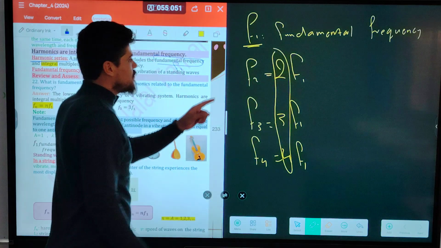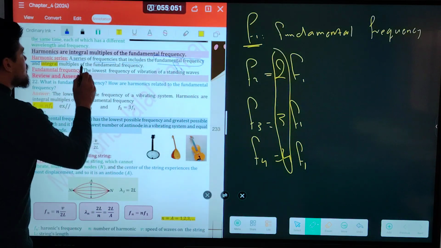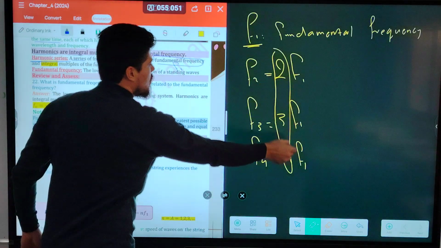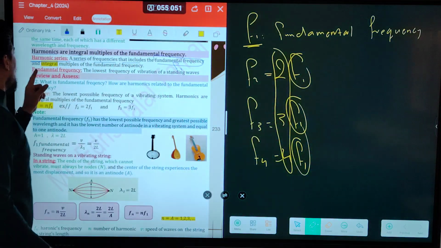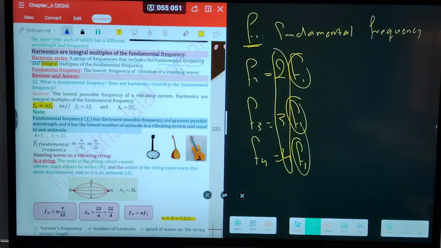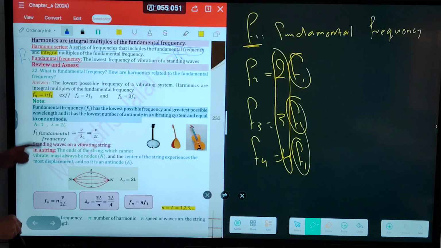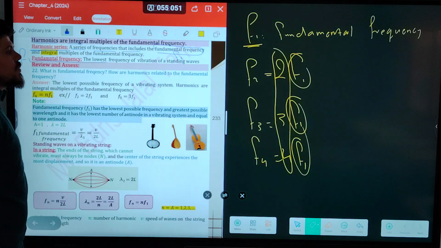So, what is the definition of harmonic series? Okay, harmonic series is equal to a series of frequencies, including all frequencies including fundamental frequencies, and integral multiples by the integer or integral number by the fundamental frequency. What is the fundamental frequency? F1. Fundamental frequency is the lowest frequency of vibration of standing waves.